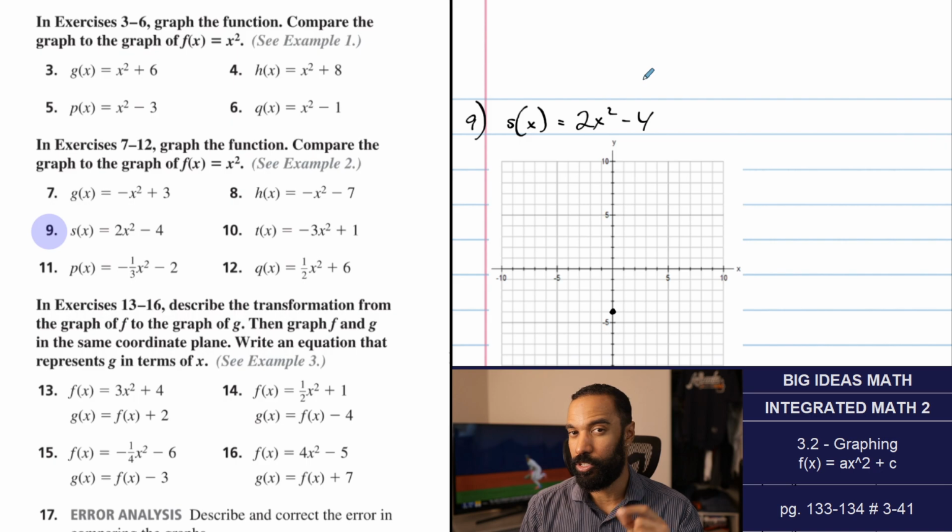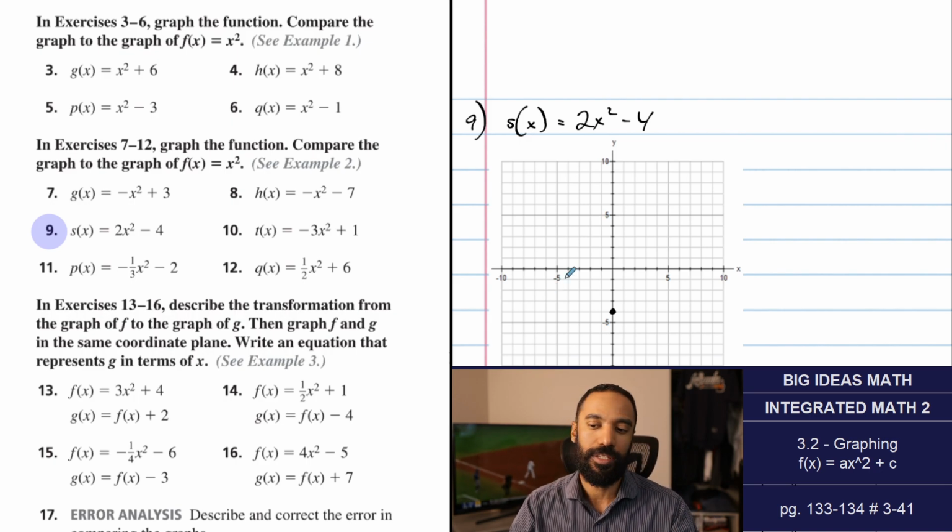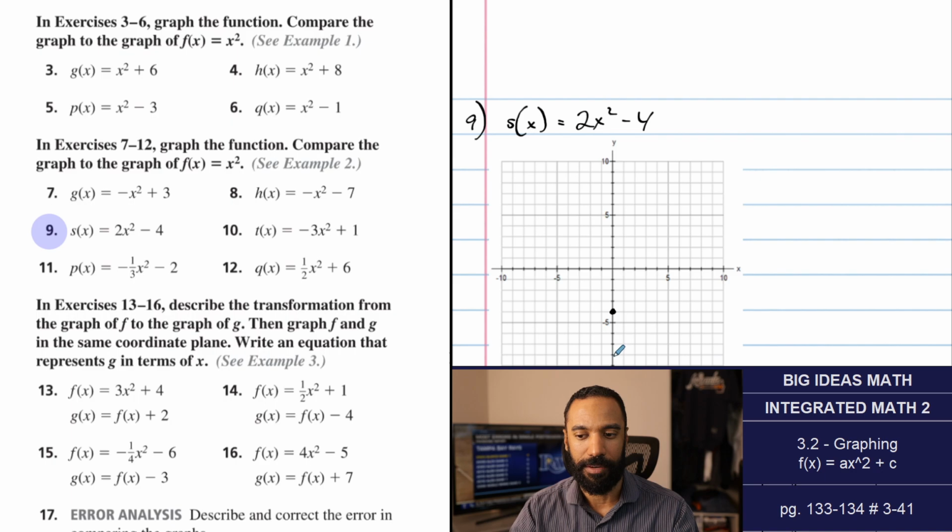Remember, we stretched first, translated second in our mind for transformation rules. Because the reason I keep saying that first is because I don't go 4 units and then double everything. Otherwise, it would hit negative 8. But no, it's negative 4. We double first, and then we move it 4 down. We move everything 4 down.